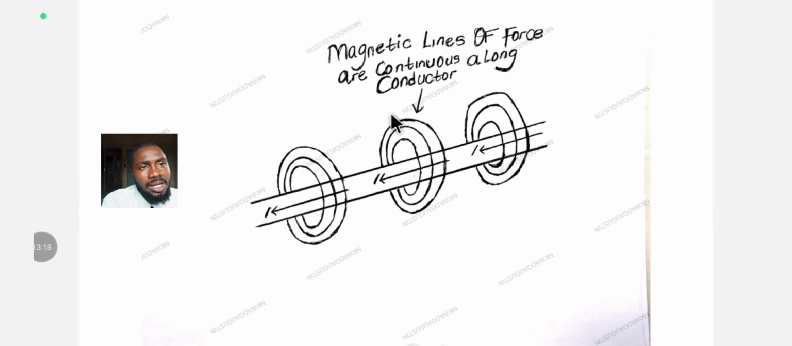Now let's look at the Fleming right-hand rule used to test the polarity, whether it's the north pole or the south pole, or how to know the direction of the magnetic field and the direction of the current.